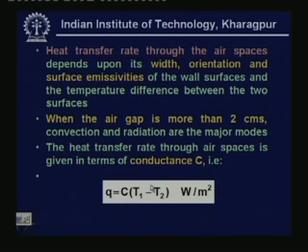Heat transfer rate through the air spaces depends upon its width, orientation and surface emissivities, because radiation is involved, and also the temperature difference between the two surfaces. When the air gap is more than 2 centimeters, it is observed that the conduction heat transfer is negligible, and generally convection and radiation are the major modes by which heat is transferred. The heat transfer rate through air spaces is given in terms of conductance. So, heat transfer rate Q is equal to C into (T1 minus T2) per unit area, in watt per meter square, where C is the conductance of the air gap and T1 and T2 are the two surface temperatures.